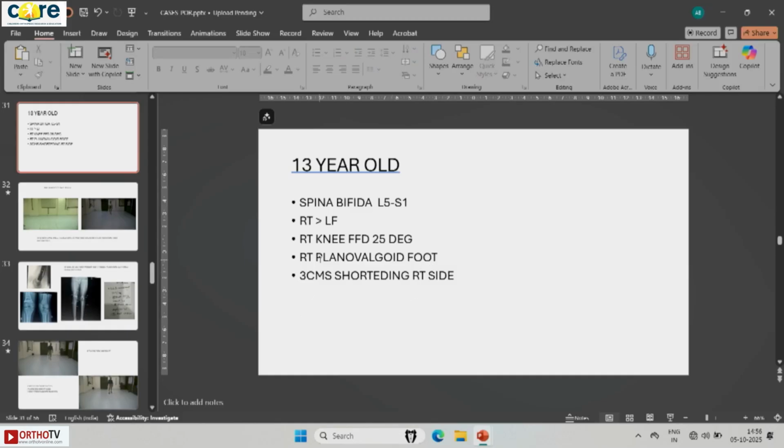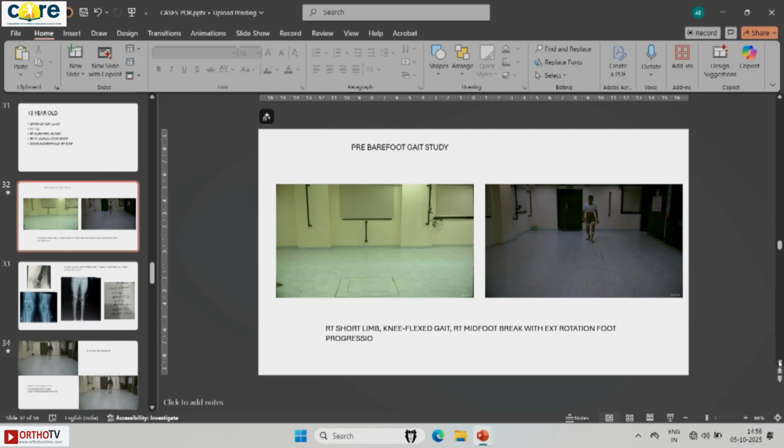Now I'll just show one interesting case. This is a case of spina bifida. L5S1 spina bifida, right more than left involvement, right knee FFD, plano-valgus foot. I'll just go to it quickly. So this was his gait pattern. So he's walking like this. He's L5S1 and he's got a severe plano-valgus foot as well on the right side.